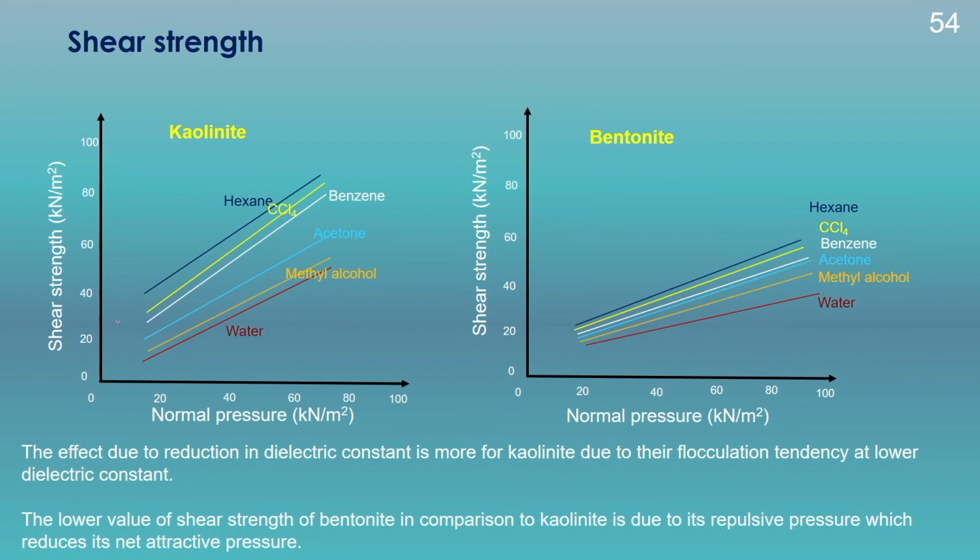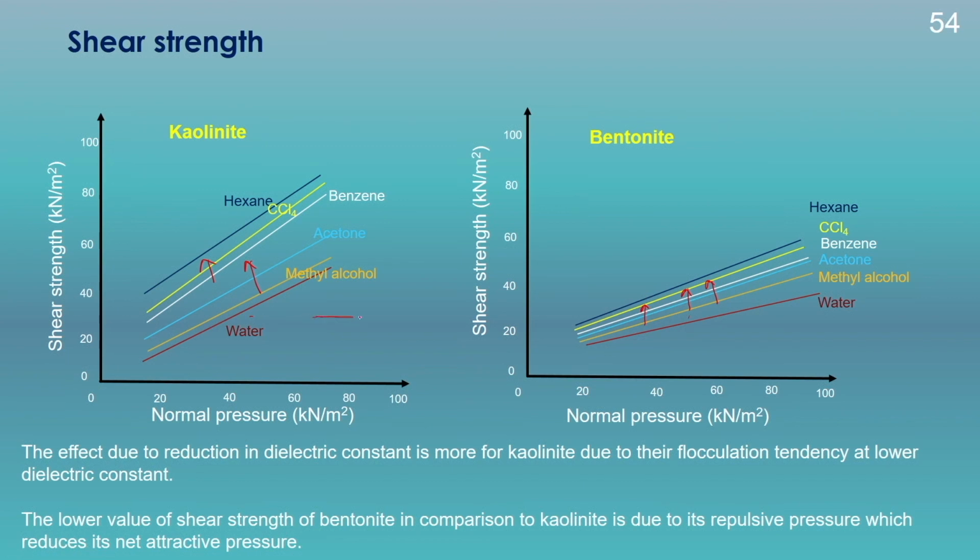Next, we will discuss the shear strength behavior of the three minerals in the presence of different salts. The shear strength and normal pressure plot has been plotted for kaolinite and bentonite in the presence of different fluids. Here we can see for kaolinite, with decrease in the dielectric constant, the shear strength of the soil is increasing. Similarly, if we look at the montmorillonite mineral, with the decrease in the dielectric constant of the pore fluid, the shear strength of the soil is decreasing.